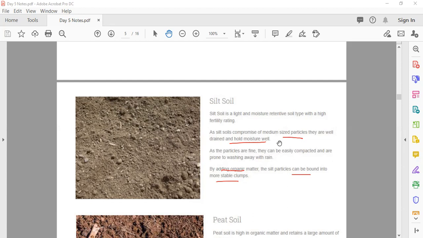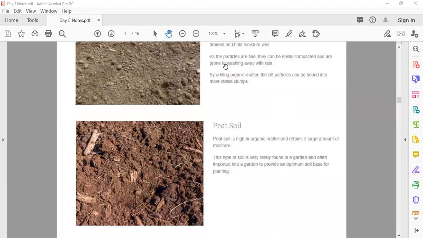After that, you have the peat soil. Peat soil is high in organic matter. Large amount of moisture. So if you remember only this part, it's enough for you. The peat soil is high in organic matter and retains a large amount of moisture. This type of soil is very rarely found in the garden and often imported. You know, sometimes they are importing, sometimes you are buying some type of soil from the market. So one of them is the peat soil.